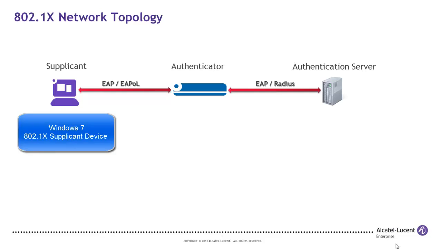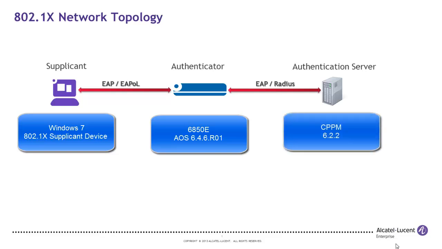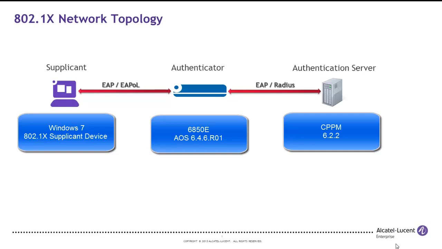In this video demonstration, the supplicant device is a Windows 7 PC with 802.1x enabled. The authentication switch is an Alcatel-Lucent 6850E running version 6.4.6R01. And the authentication server is a virtual machine running ClearPass Policy Manager version 6.2.2.